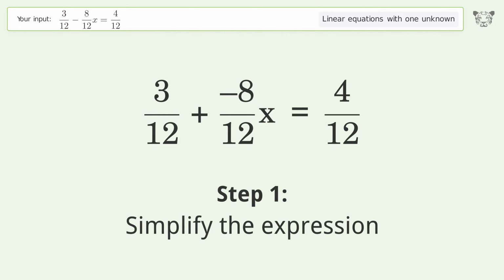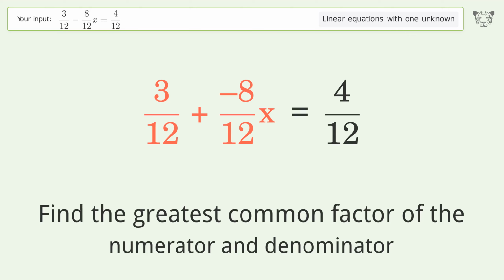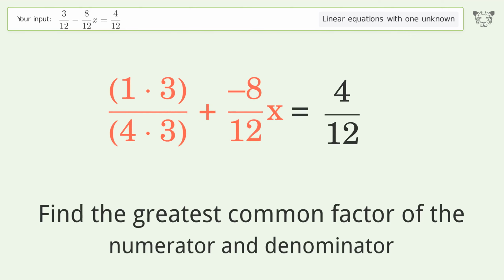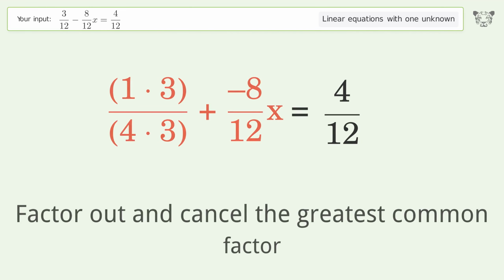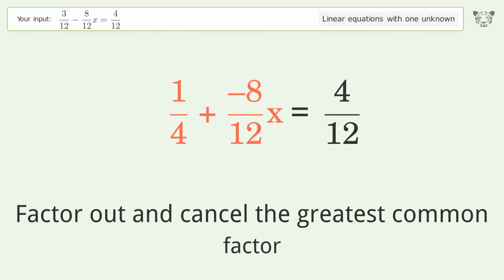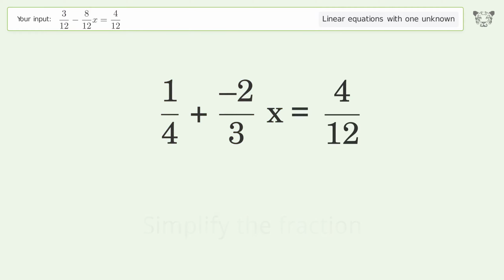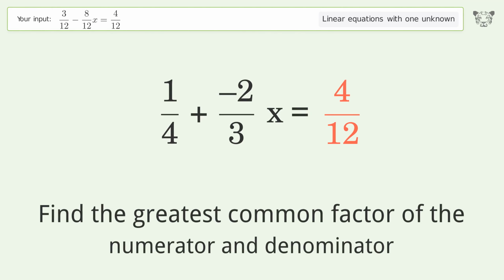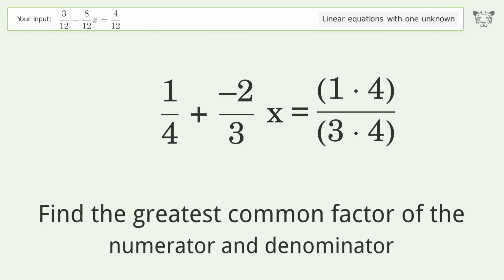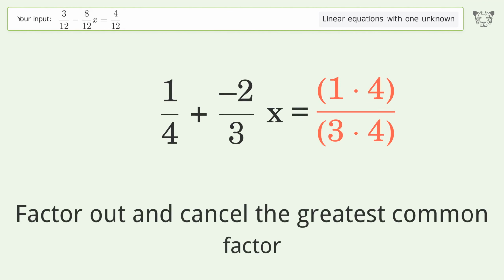Simplify the expression. Find the greatest common factor of the numerator and denominator. Factor out and cancel the greatest common factor. Simplify the fraction. Find the greatest common factor of the numerator and denominator. Factor out and cancel the greatest common factor.